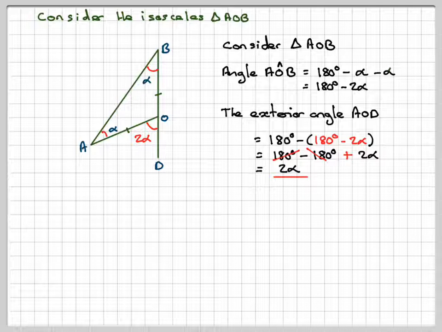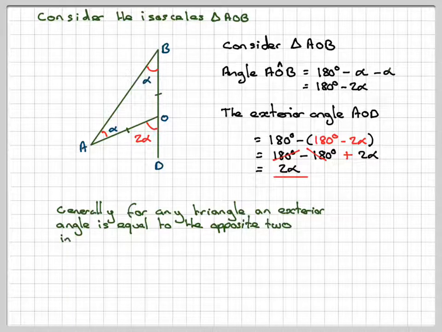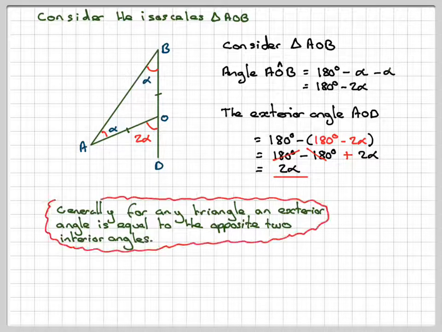And generally, this is a rule which is true for any triangle. This exterior angle here will always be equal to the sum of these two opposite interior angles. So generally, for any triangle, an exterior angle is equal to the opposite two interior angles. Okay, so let's now apply this.